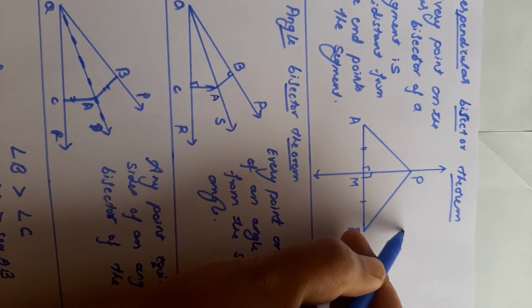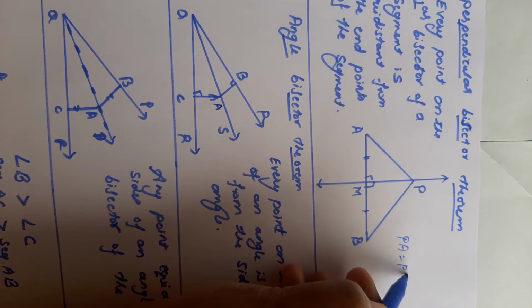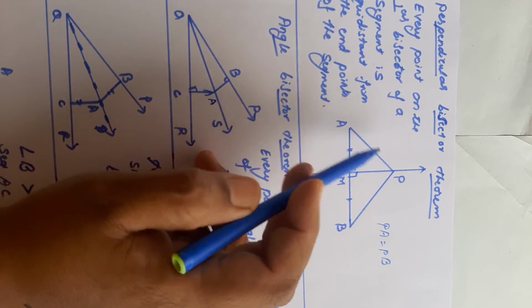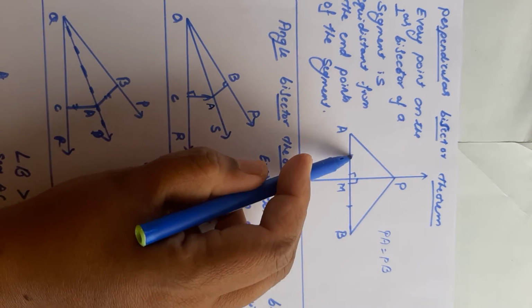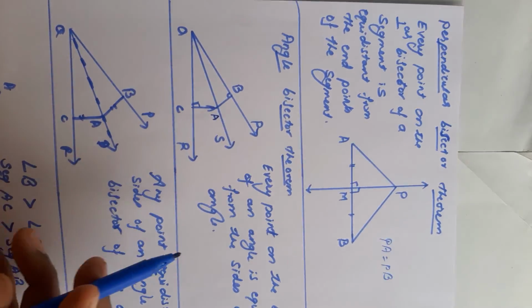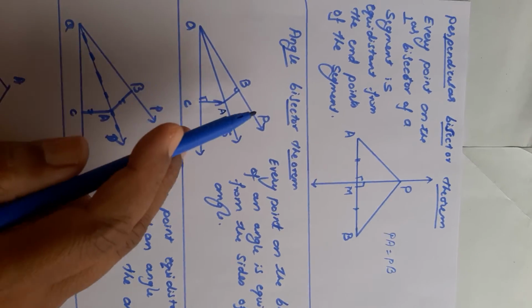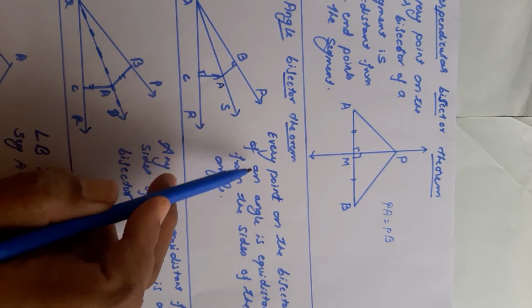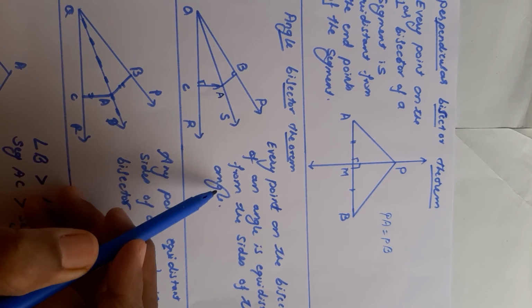This means we have to prove that PA is equal to PB. In this theorem we will prove that PA is equal to PB. This is a perpendicular bisector, AM and MB are equal, and this is a 90 degree angle. Now next is the angle bisector theorem. Every point on the bisector of an angle is equidistant from the sides of the angle.